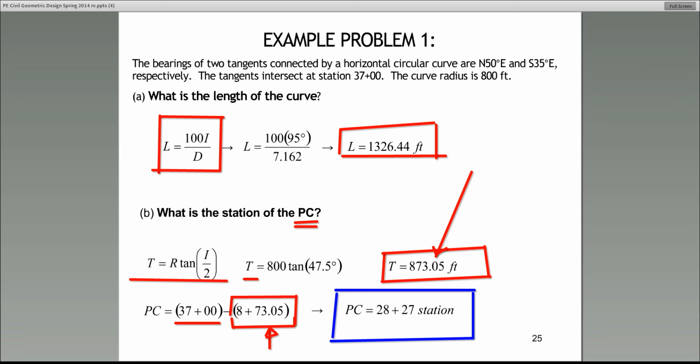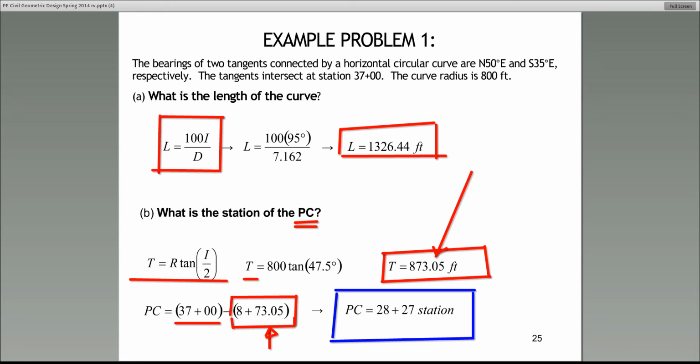And Stephen Marzi says, is the PI an imaginary station? Well, it's not so much imaginary, but it is not on the curve. The PI is not on the curve, but we use it as a reference point.